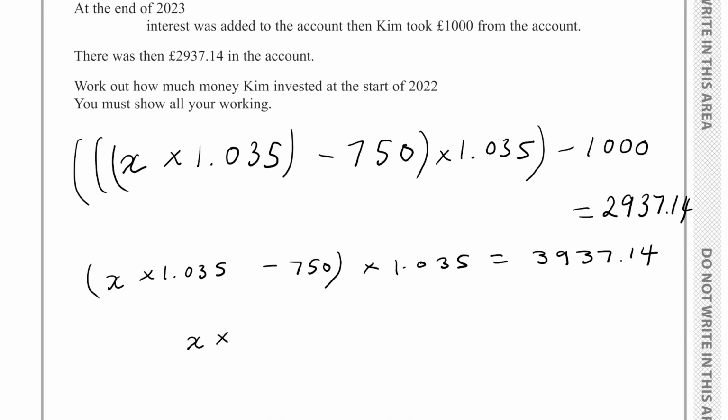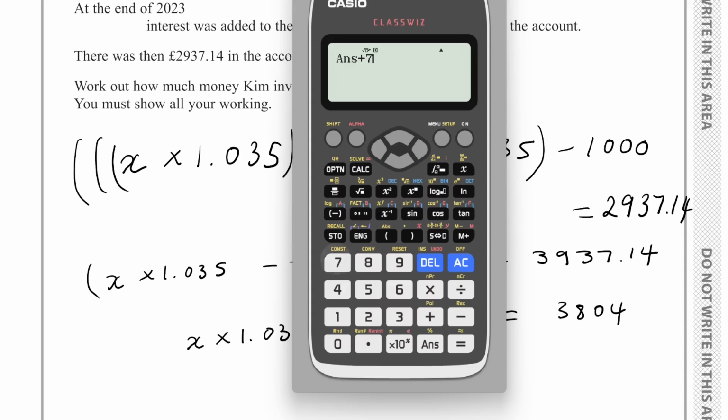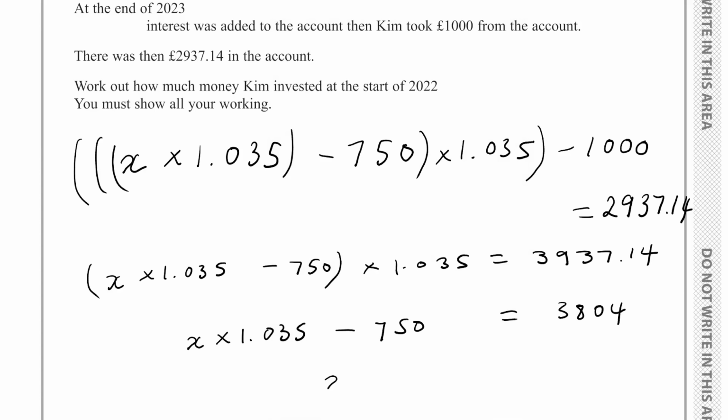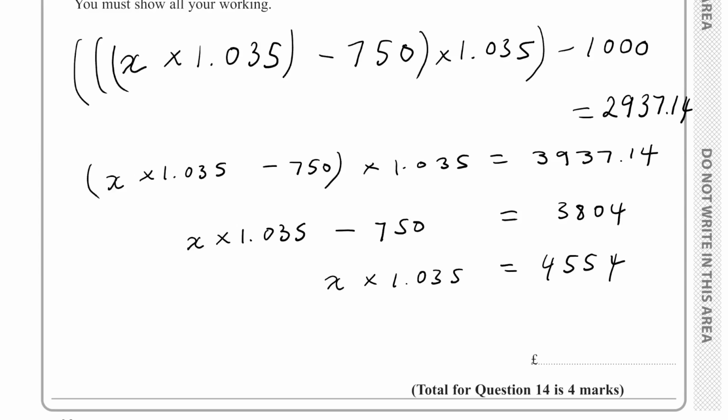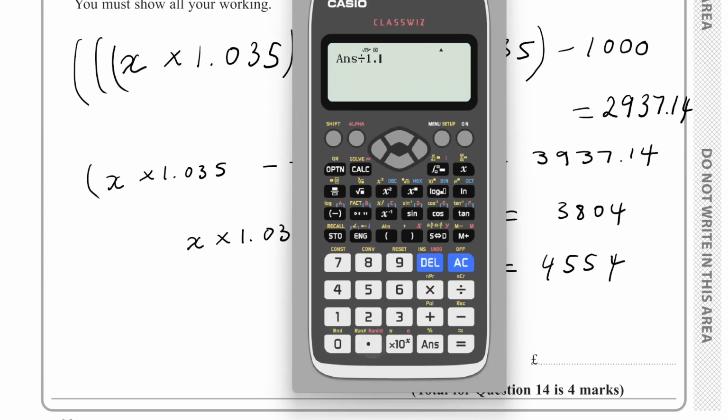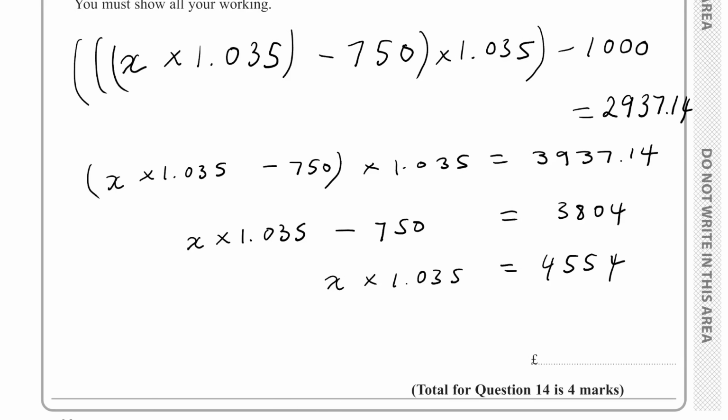£3,804. So X times 1.035 minus 750 is £3,804. We want to add the 750 back. So plus 750, 4,554. So X times 1.035 is £4,554. And then divide by 1.035 again. Divide by 1.035 and we get £4,400.